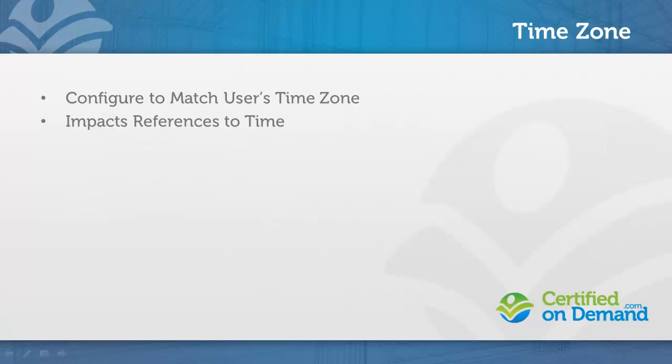Time zone impacts how any references to time are displayed. For instance, if I am physically located on the East Coast of the US, but my time zone is set to Pacific, then all of my date time fields in my calendar will be 3 hours off.